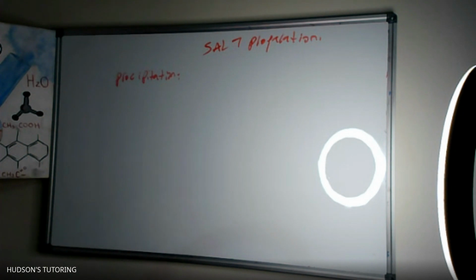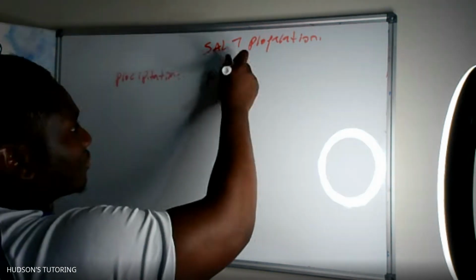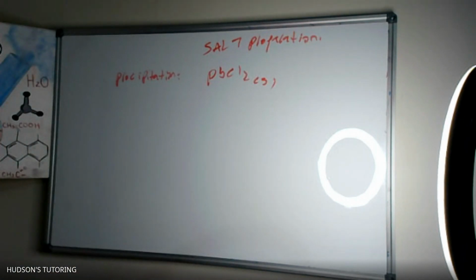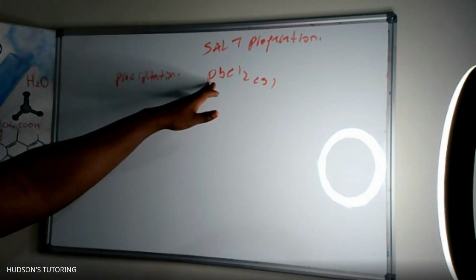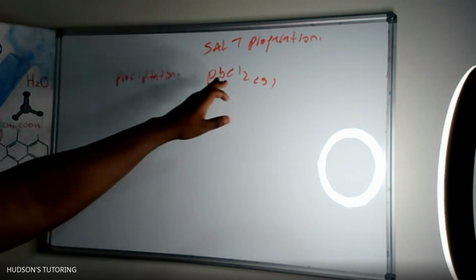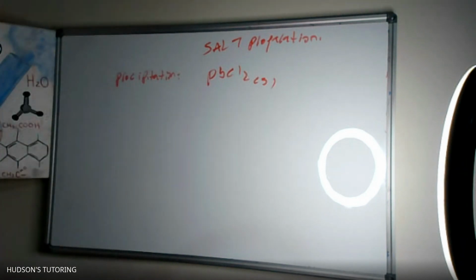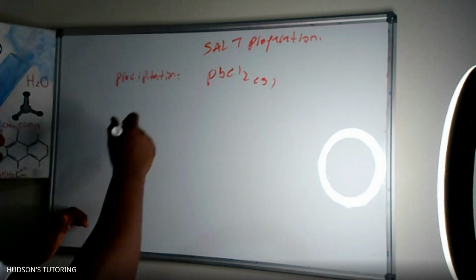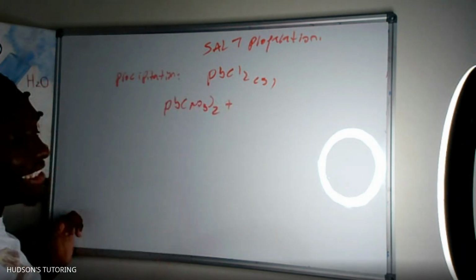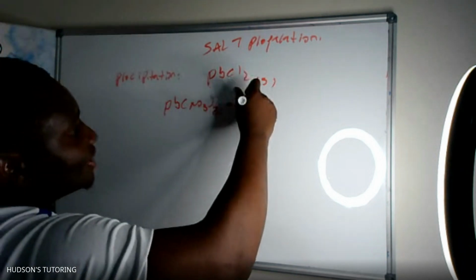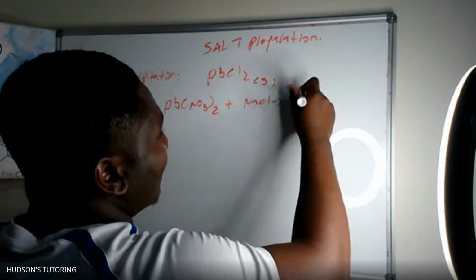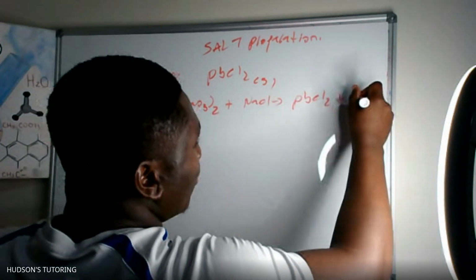What do I mean by this? If I want to prepare lead chloride, which is insoluble, I would need a salt that contains lead that is soluble, and a salt that contains chlorine that is also soluble. In this case, I would have lead nitrate, because all nitrates are soluble, reacting with a soluble chloride, sodium chloride. If you react them, this forms lead chloride and sodium nitrate.